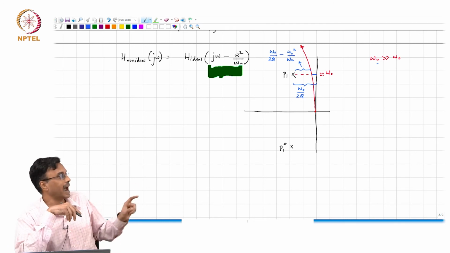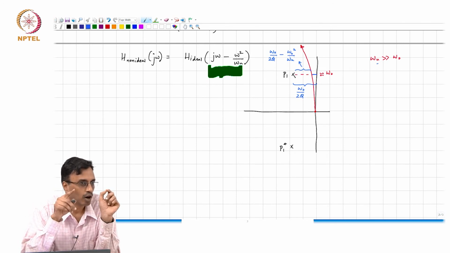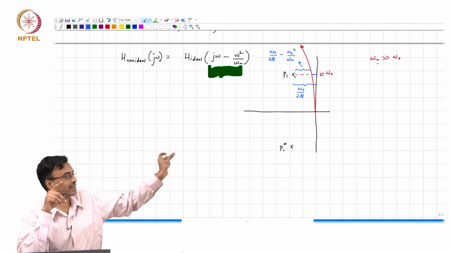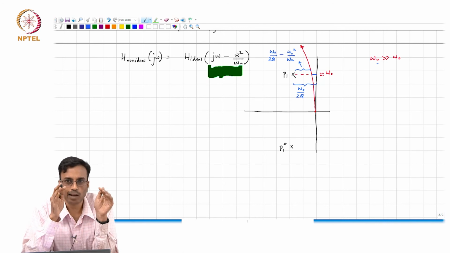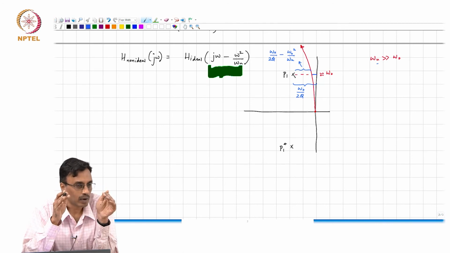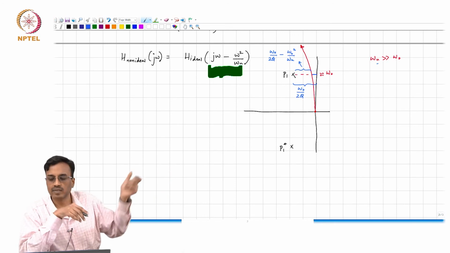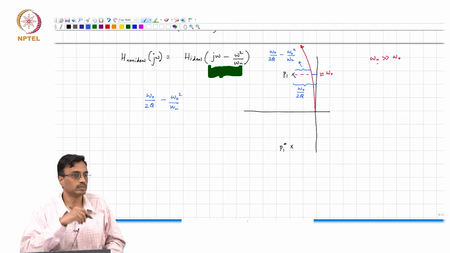Now, if you had a fictitious biquad with ideal op amps, what q would it have if the distance to the j omega axis was the same? Do you understand the question? Suppose we had a second order biquad with ideal op amps, okay. What q would it have if its distance to the j omega axis was the same, which is namely omega naught by 2q minus omega naught square by omega u? How would we find that out?